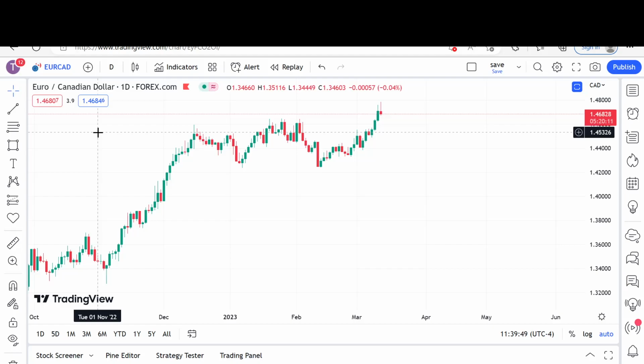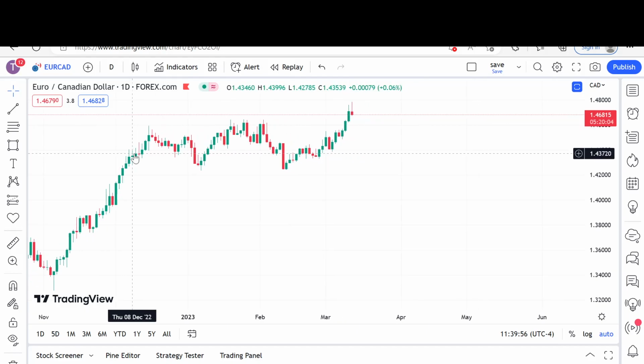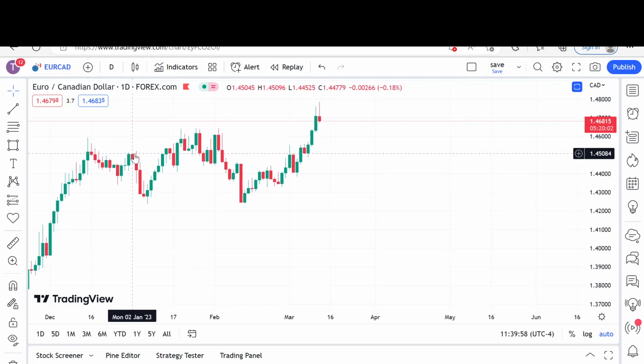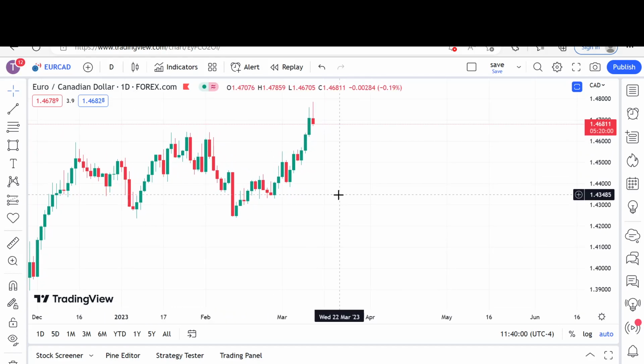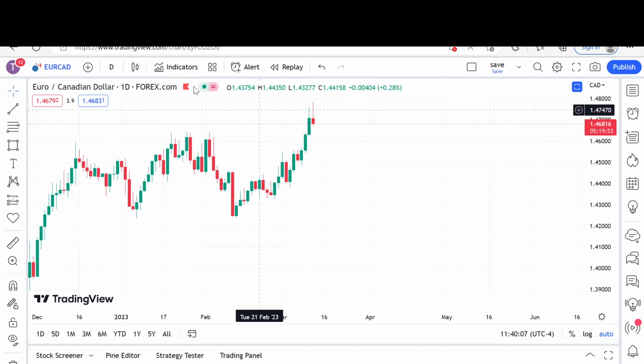All right, so I'm going to go over this Euro CAD trade that I took today. We're going to start with the daily chart and work our way down. So daily chart, what are we looking at here? Well, clearly this daily chart is bullish, operating 100% within a bullish market structure. Very, very bullish, right?